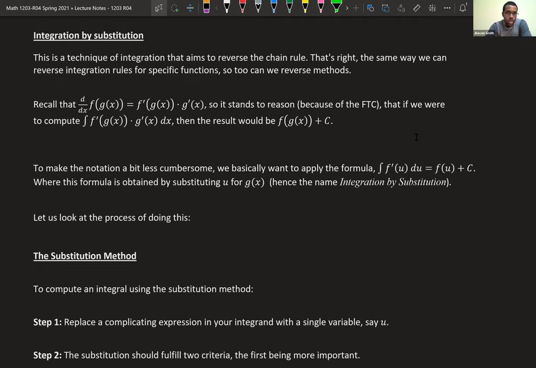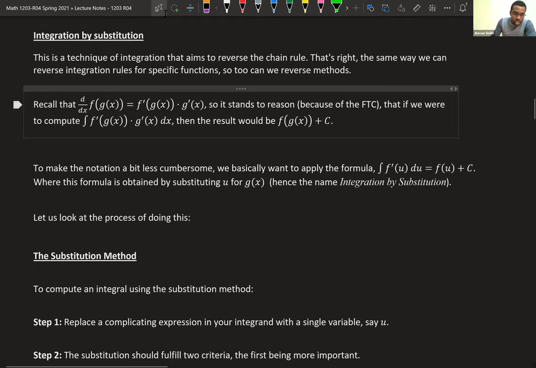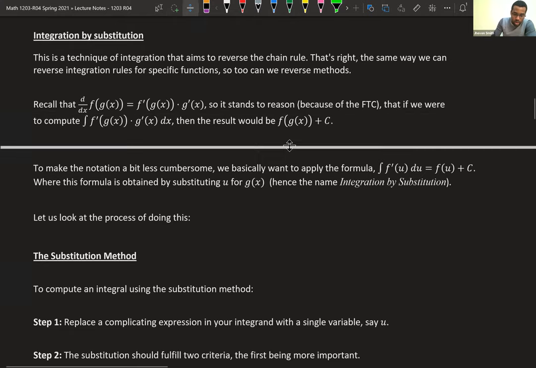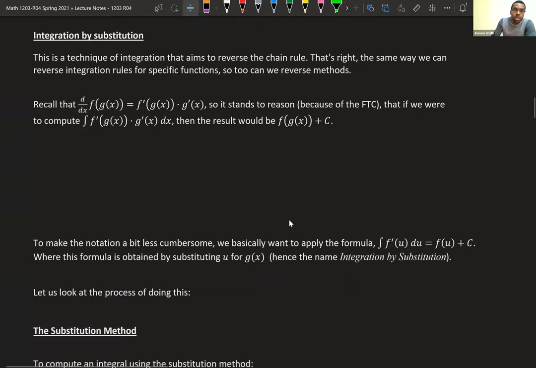Now, this is usually very cumbersome to write out. And so what we do is replace your g with a u or some other variable. U is very customary to use in the first place, just as a generic variable. So much so that a lot of students call this method u substitution, which it's not really. It's just substitution. You don't have to substitute a u, but it's the typical variable that we use.